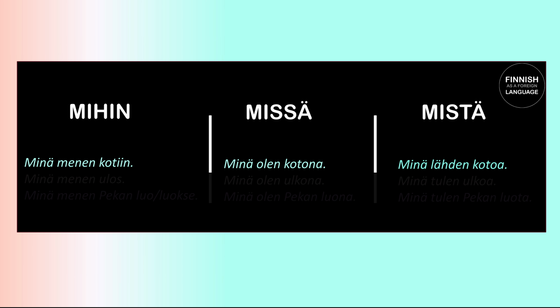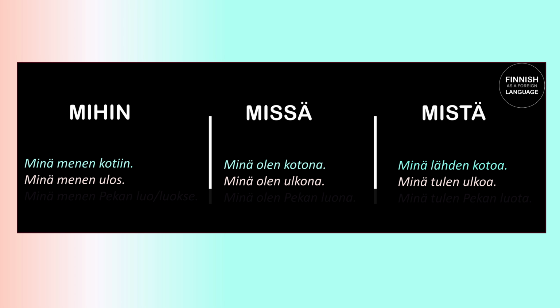Alright, now we carry on with chapter 7. Here we are going to learn how to say in Finnish, I'm going home, I'm at home, or I'm leaving home. I'm going home, minä menen kotiin. I'm at home, minä olen kotona. I'm leaving home, minä lähden kotoa. Let's repeat. I'm going home, minä menen kotiin. I'm at home, minä olen kotona. I'm leaving home, minä lähden kotoa.